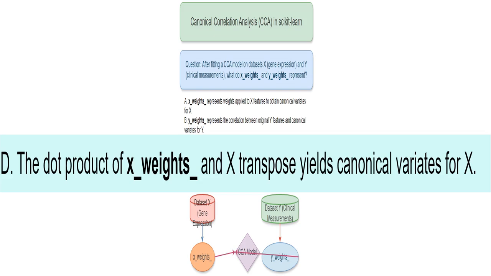This statement is correct. The canonical variates are the new variables that CCA creates. They are linear combinations of the original features. To get the canonical variates for X, you take the weights, x_weights_, and multiply them by each feature in X. This is the dot product. And that's how you get the new values for the canonical variates. It's like making a recipe. The x_weights_ are the ingredient amounts, X are the ingredients, and the canonical variates are the final dish.